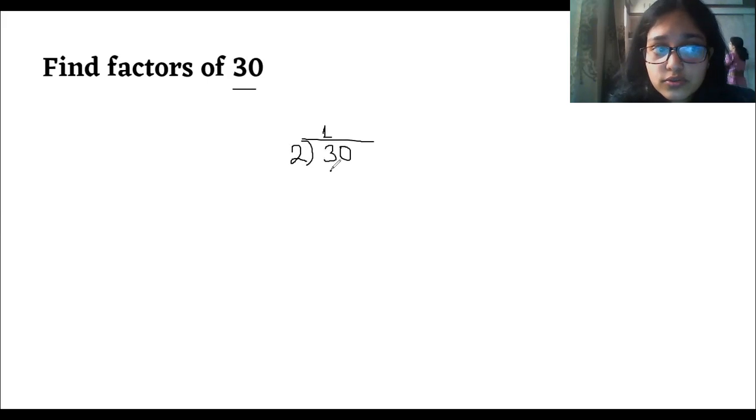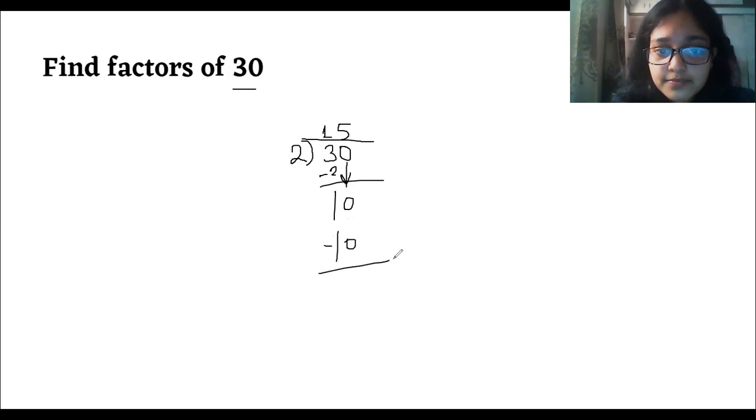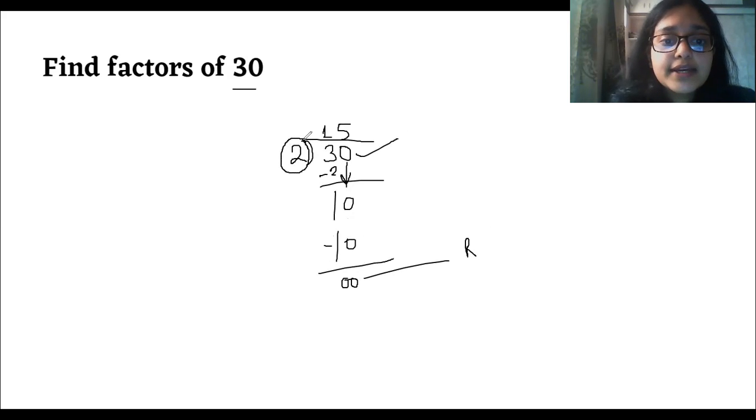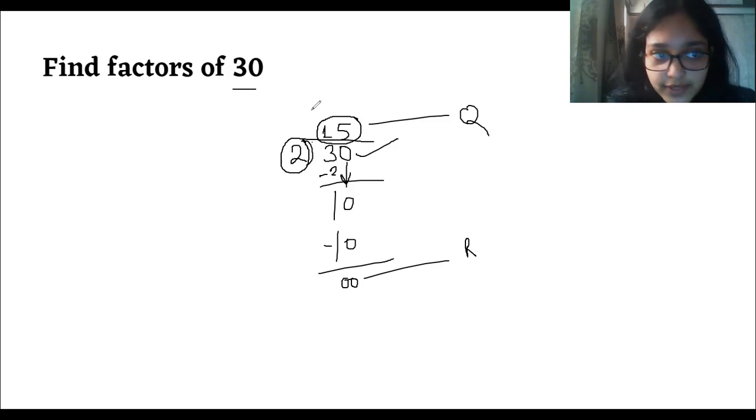So 2 ones are 2, then subtract. I will bring down my 0, then 2 fives are 10. This will become 0, 0. So the remainder is 0, which means 30 is completely divisible by 2, and 15 is my quotient. What am I going to do with this information? I don't know. So I will tell you. Wait. Okay, so 15 is my quotient.